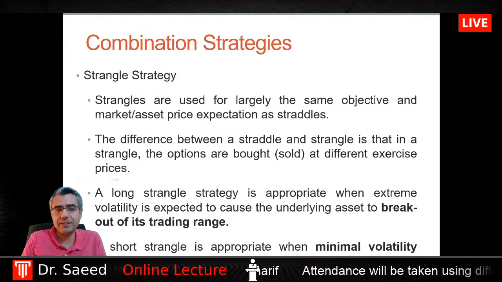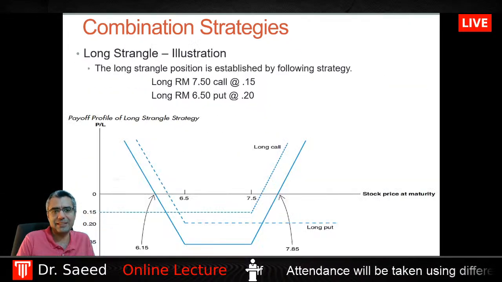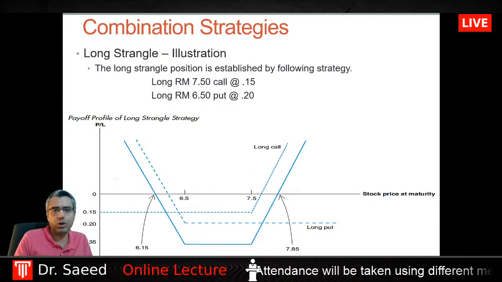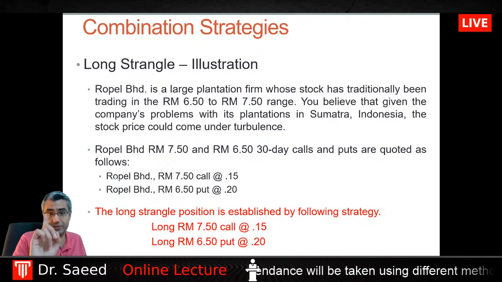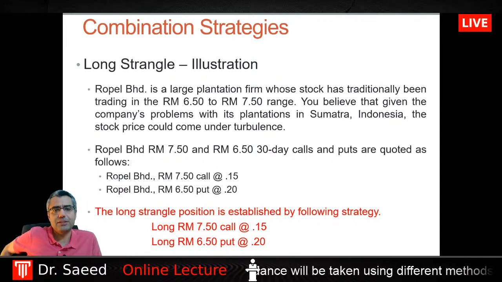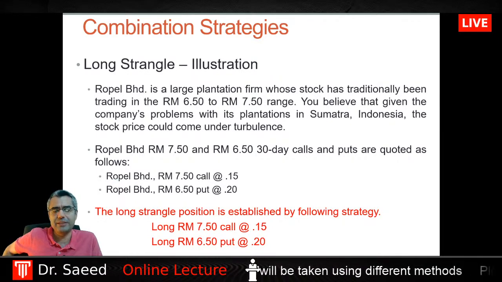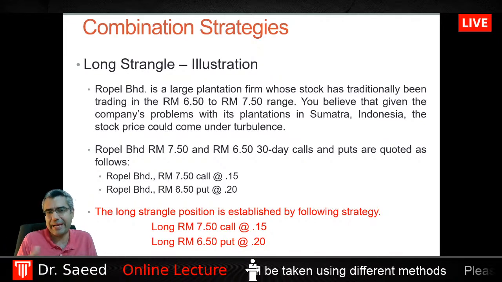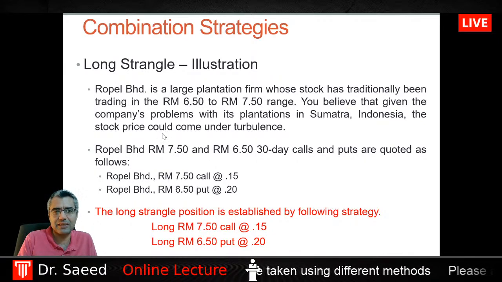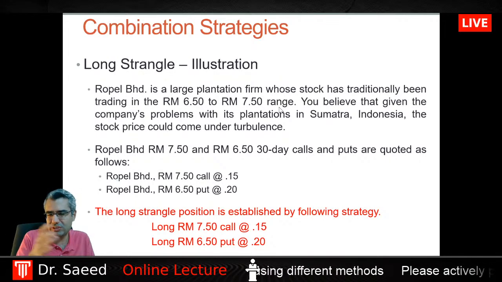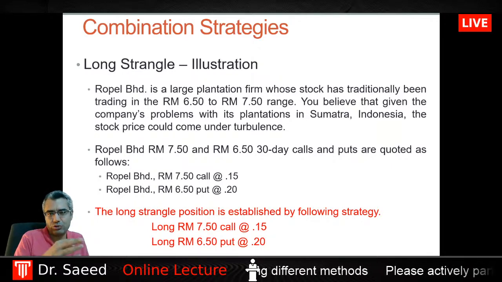Then we have strangle. I already explained to you. Strangle is very similar to straddle, but it has a range there, right? Okay, let's first give you the example. A company is a large plantation firm whose stock has traditionally been trading in a range. Over the past 5 years, let's say the stock price has changed between 6.5 and 7.5. So there's a range for price changes. Historical price changes are in this range.